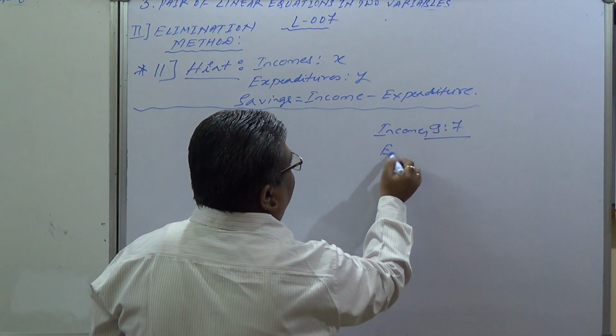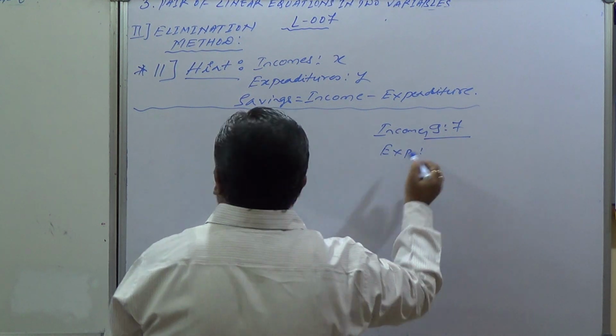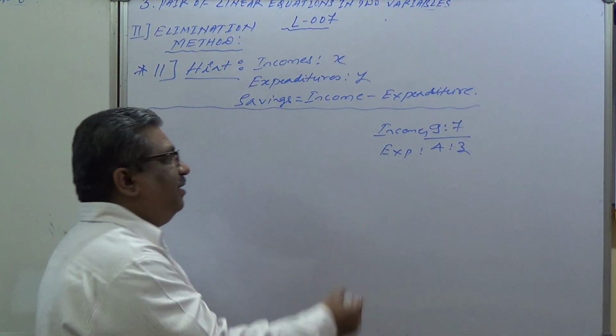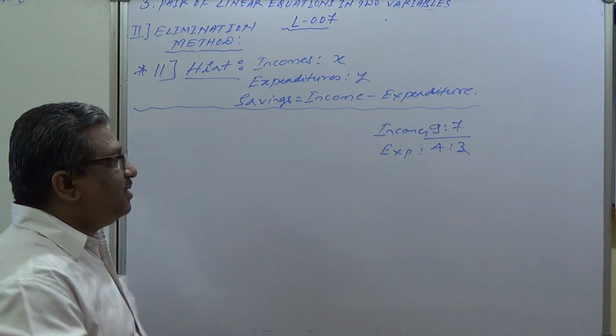And what about the expenditure? Expenditure is in the ratio 4:3. Therefore, how do I write? Please listen here.